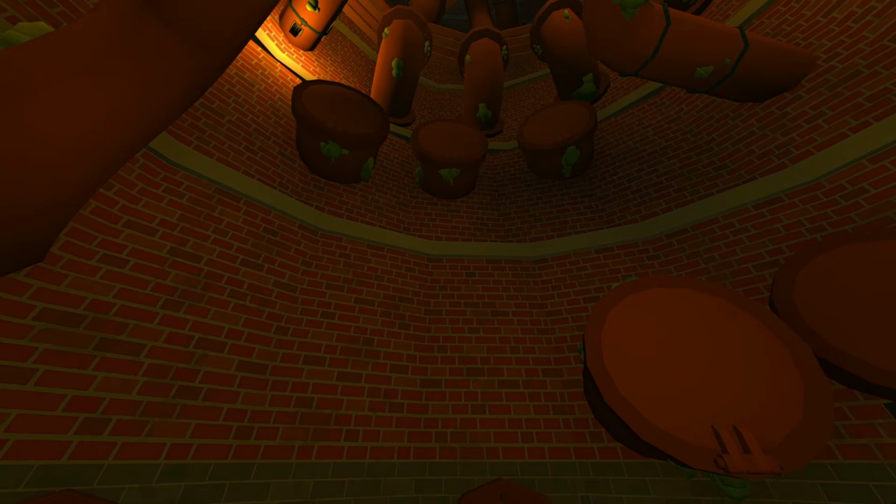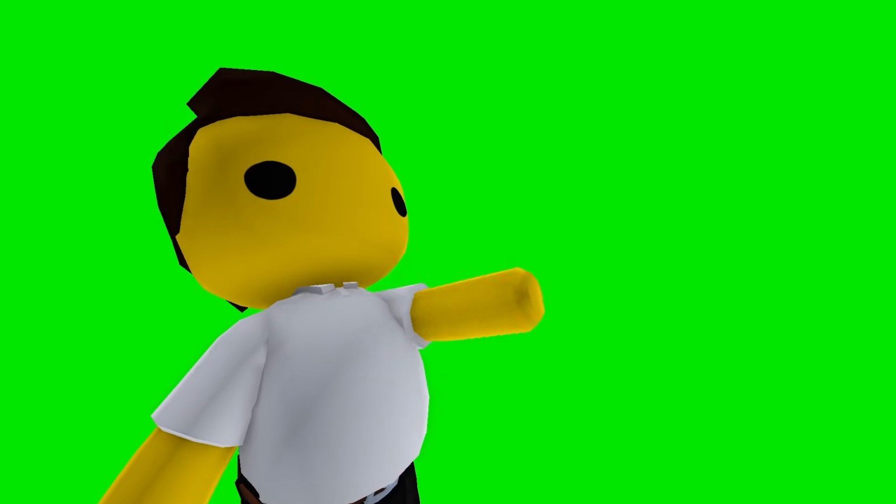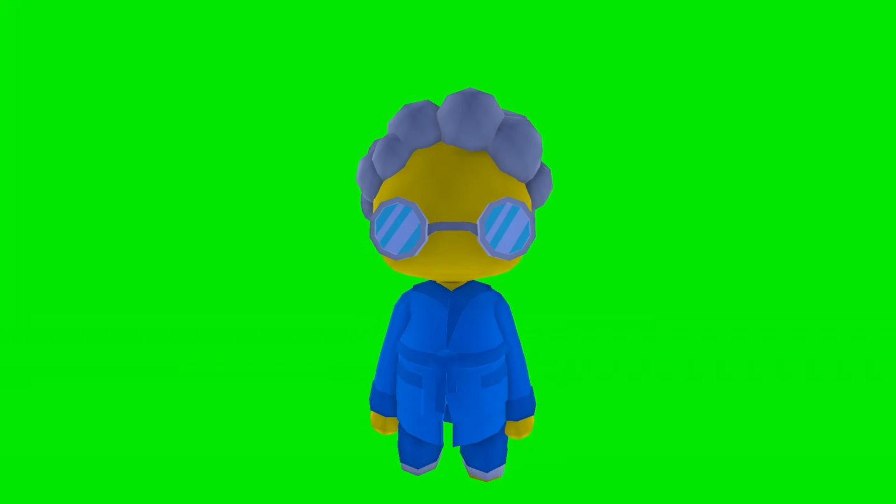To get the background, I took a picture of one of the sewer challenges, then I put on Jimmy's outfit and did some posing, including the grandma.